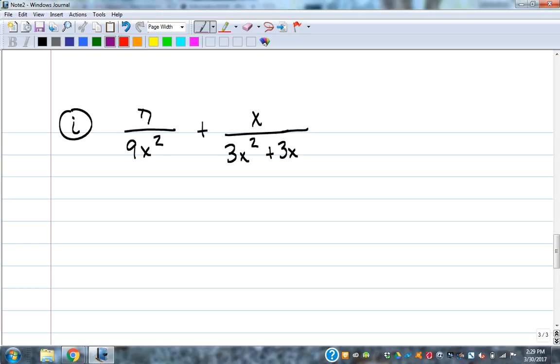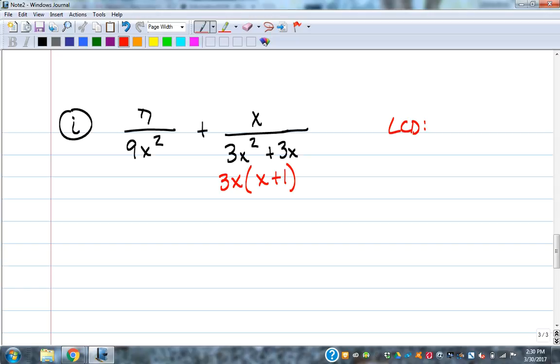First one's just got one term, so there's not really any factoring to do with it. But the second one, how could that be factored? GCF of 3x, right? And an x plus 1. Now, this one's a little bit more difficult to get the least common denominator on. Because what does it share? Nothing quite as obvious as the past few had.